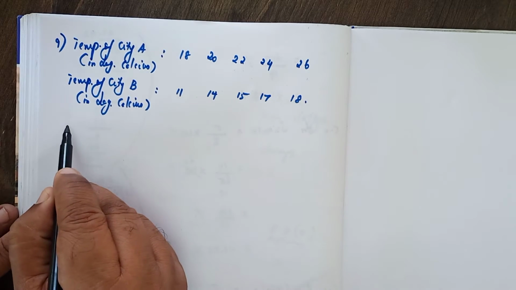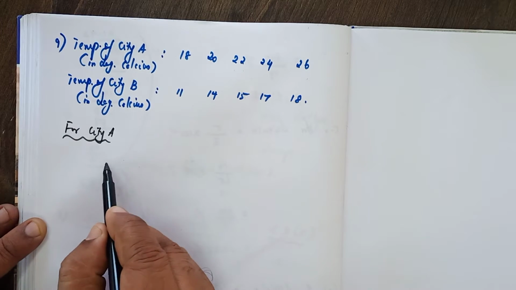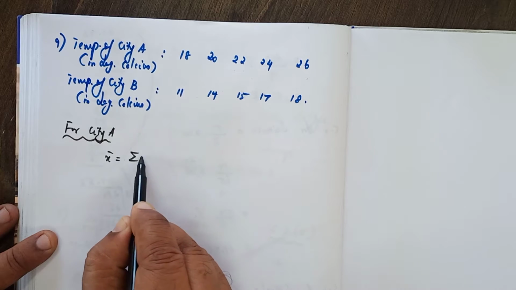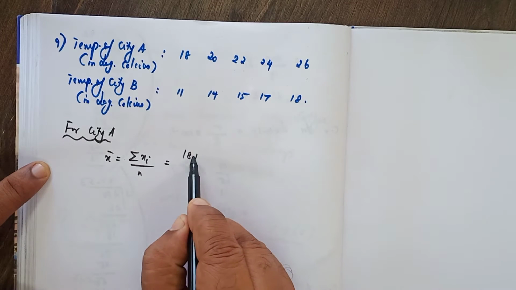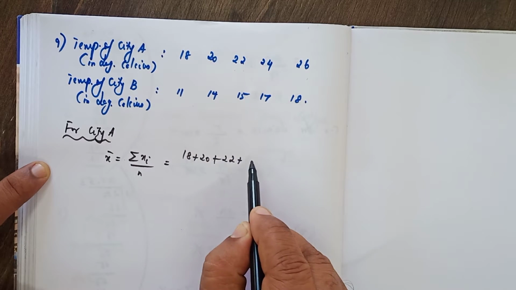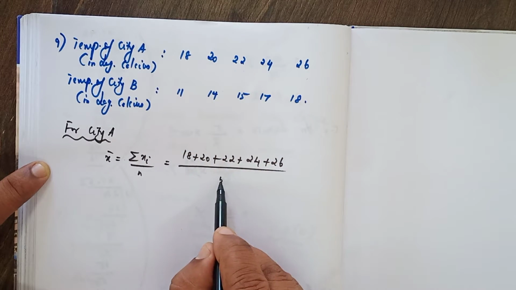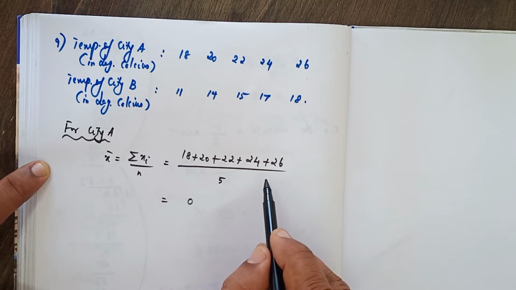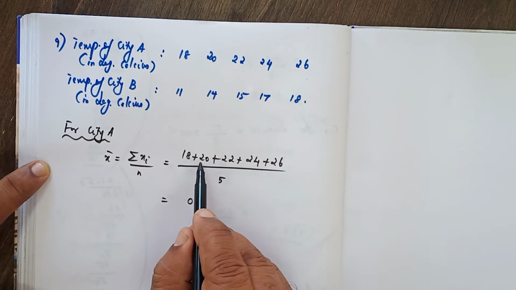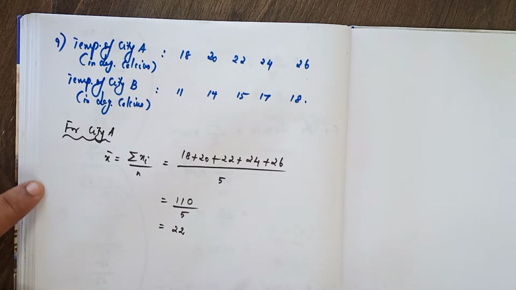Okay, this question number 9. For city A, first I calculate x bar. The formula, you know, is sigma xi divided by n. Add all the values: 18 plus 20 plus 22 plus 24 plus 26 divided by 5, equals 110 divided by 5. That is equal to 22. That is the value of x bar.